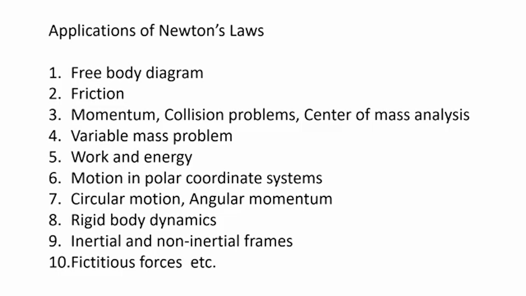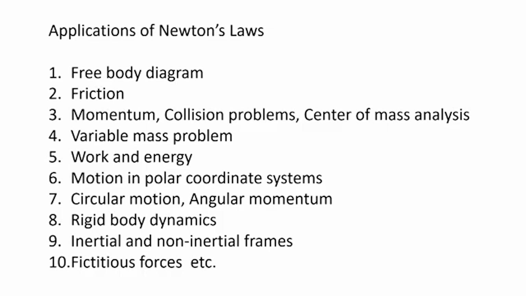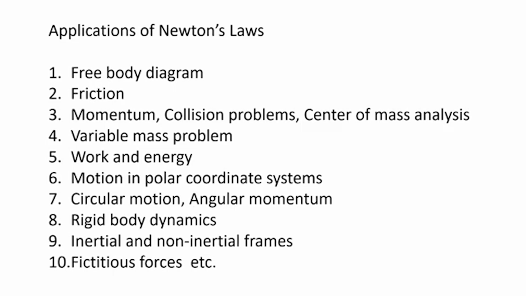Ordinarily the way we write it is that F is equal to ma, and m is taken as a constant, but it may not be. Suppose in a leaky bucket or a train moving with its bogies containing say sand and it's somehow leaking out. So, there are various examples of that, and we also deal with work and energy, motion in other coordinate systems, that is in polar, spherical, and cylindrical coordinate systems. This would aid us in learning circular motion, angular momentum, rigid body dynamics, inertial and non-inertial frames, etc.